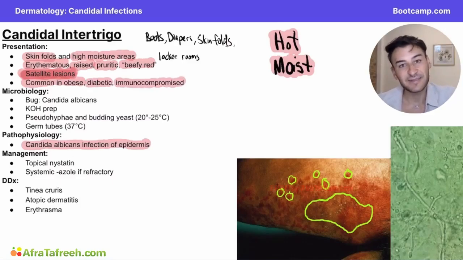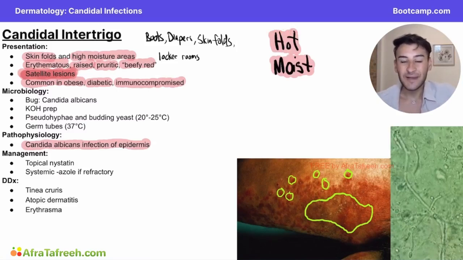And this is very similar to the mucocutaneous candidiasis, where our patients with high blood sugar levels are going to have a breeding ground for Candida, and those with compromised immune systems will be less likely to be able to fight off Candida infections, allowing it to grow easier on the skin.